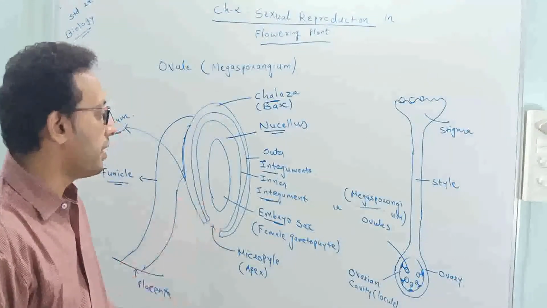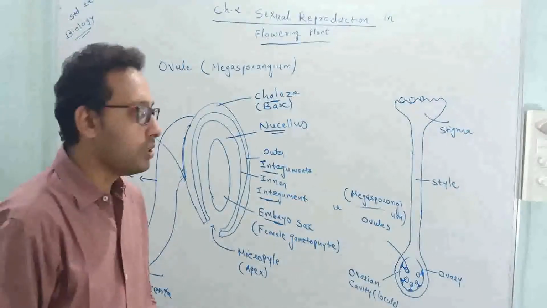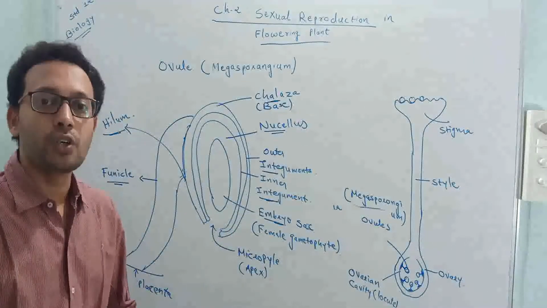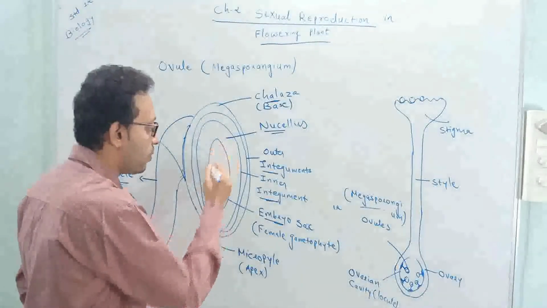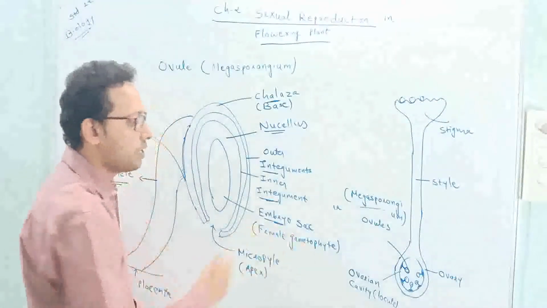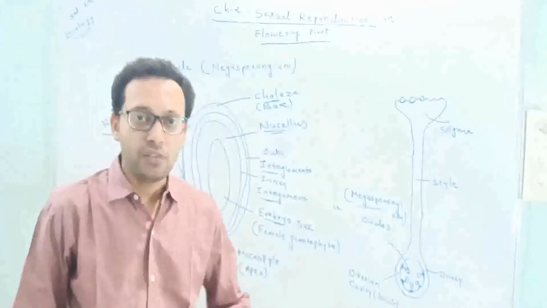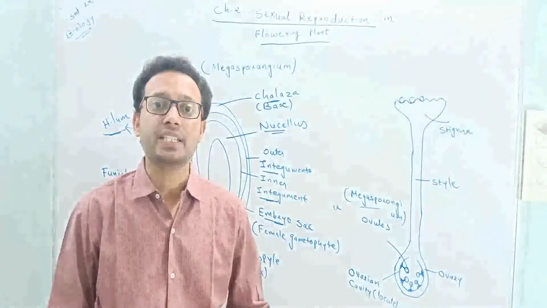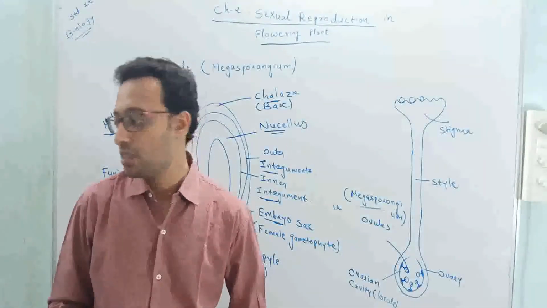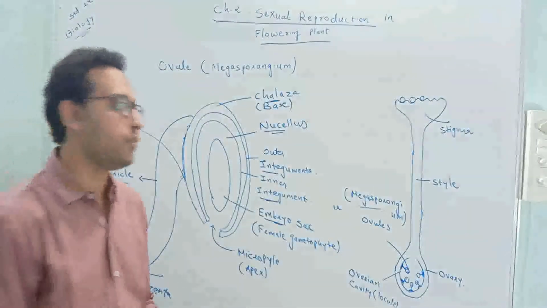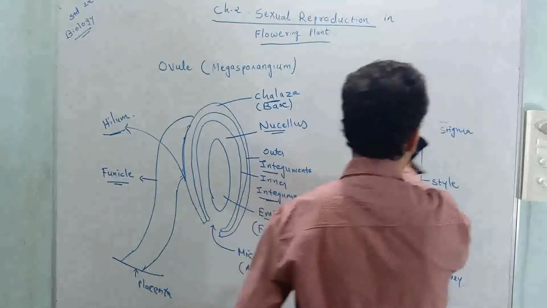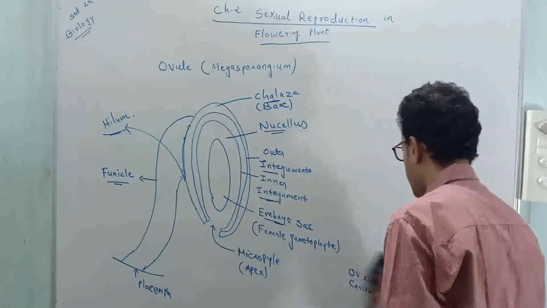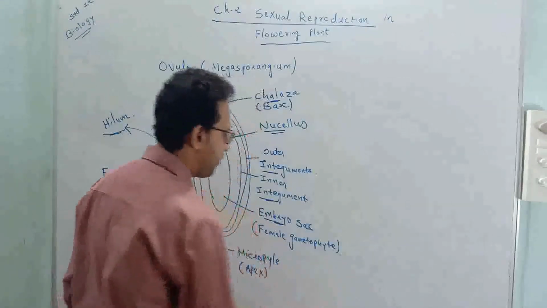This is an important part. All of you should know the structure of this ovule or megasporangium. And inside this megasporangium, what do we have? We have an embryo sac or female gametophyte. So now we have to learn how this female gametophyte is formed, and by which process. So let's discuss the process by which it forms, or how the female gametophyte develops.